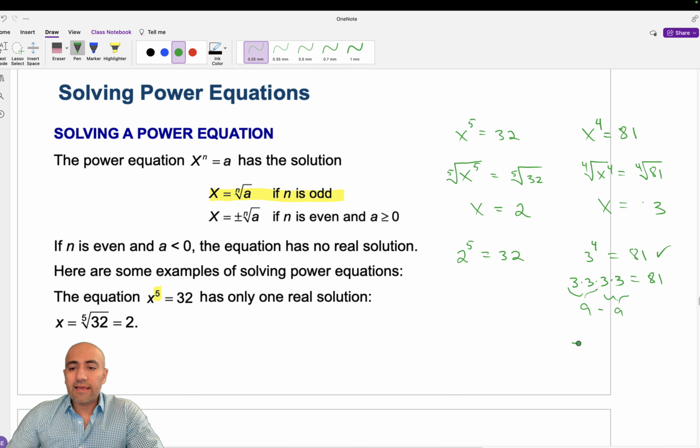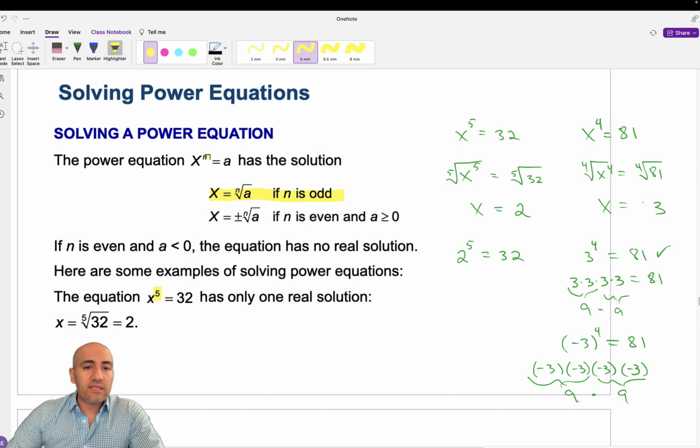But of course, there's another answer as well. Notice that negative 3 to the power of 4 is also equal to 81. We have negative 3 times negative 3 times negative 3 times negative 3. There's 4 of them. Negative times negative equals a positive, so these two become positive 9, and these two become positive 9. So that also gives you positive 81.